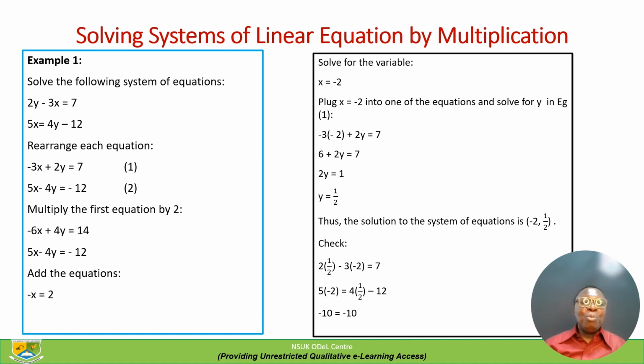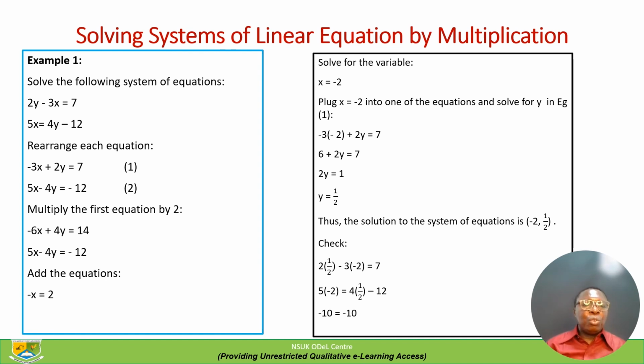Now let's move further. Let's look at solving systems of linear equations by multiplication. We are done with addition and subtraction. Let's look at it with multiplication. Solving the following systems of equations: 2y minus 3x is equal to 7, and 5x is equal to 4y minus 12.